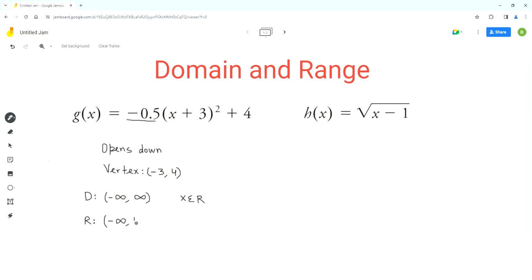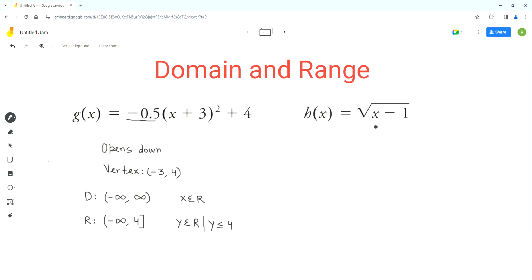So that means the range in interval notation can be written as negative infinity, comma 4, and 4 is part of the range because 4 is the y value in the vertex point, which is the maximum point in this case because the parabola opens down. So in the other notation, the range can be written as y ∈ ℝ, and then y is less than or equal to 4. So this is the domain and range of this quadratic function.